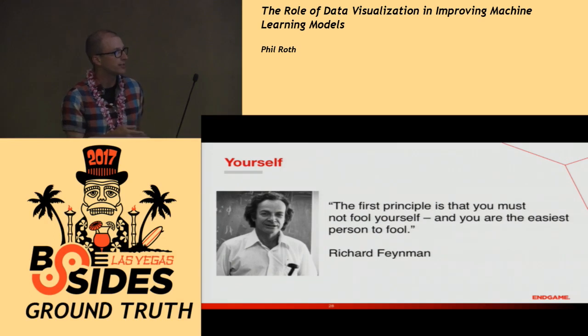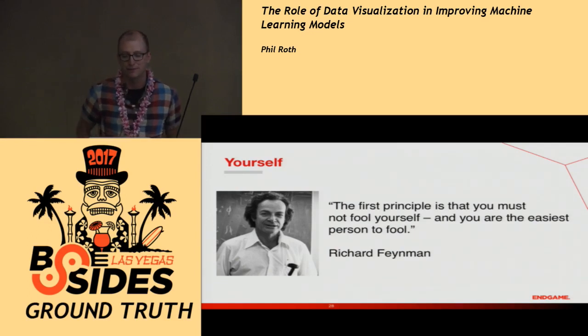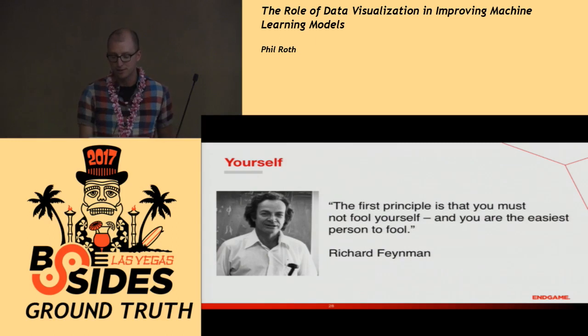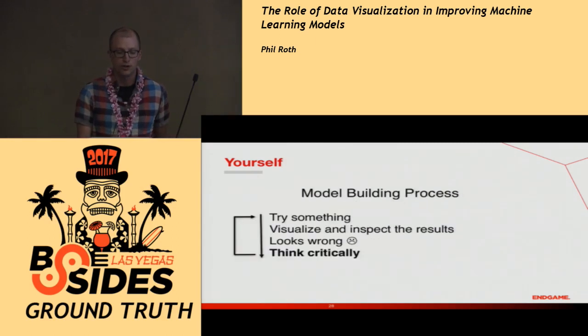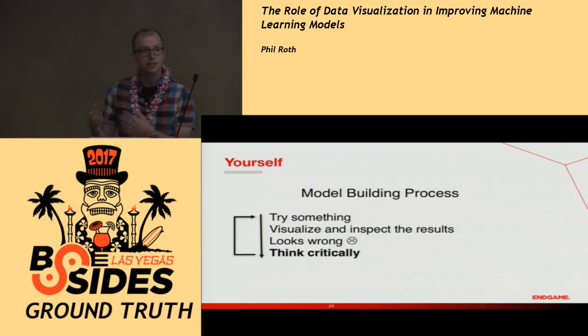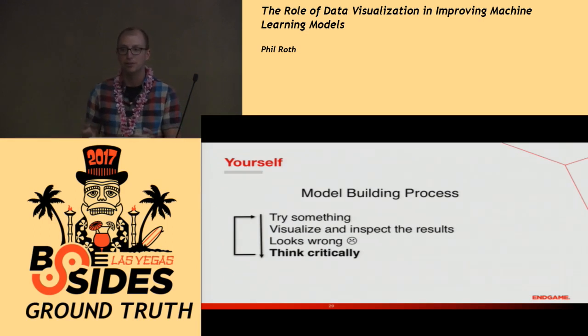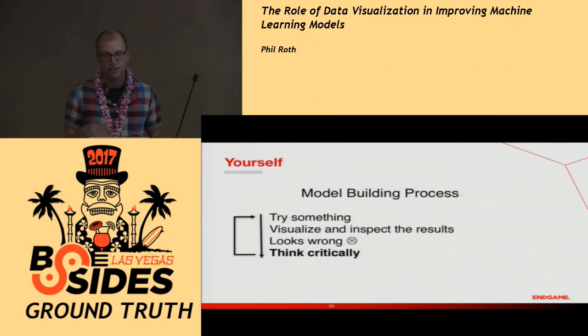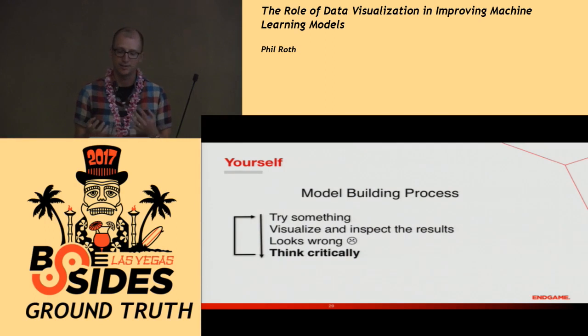So you want to convince yourself that you're doing something useful. And so I'm just going to use this as an excuse, since I have a background in physics, for dropping a quote from a famous physicist. But you want to convince yourself, but you are actually the easiest person to fool. And one of the ways that you can fool yourself is by continuing in this model building process. You're trying something, you're looking at the results, and if something looks wrong, then you think about it and you fix it and you try something new.